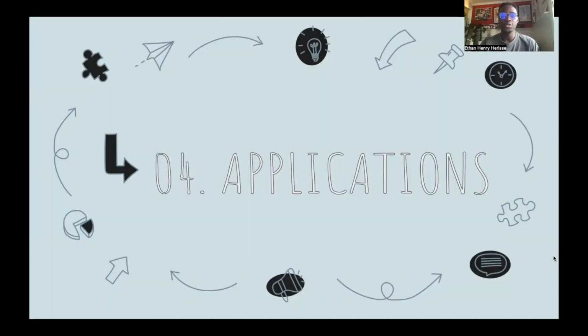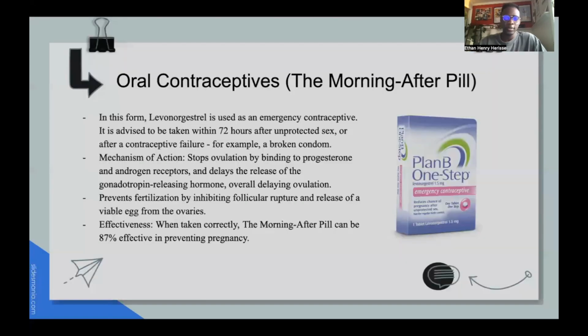The main purpose of levonorgestrel is to prevent pregnancy, and there are two commonly used contraceptives that employ levonorgestrel to achieve this. The first is Plan B, or the morning after pill. In this form, levonorgestrel stops ovulation by binding to progesterone and androgen receptors. It also prevents fertilization by inhibiting follicular rupture and the release of a viable egg from the ovaries. Plan B is advised to be taken within 72 hours after unprotected sex, or after a contraceptive failure such as a broken condom has occurred. When taken correctly, Plan B can be up to 87% effective in preventing pregnancy.